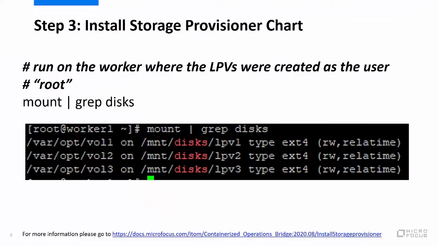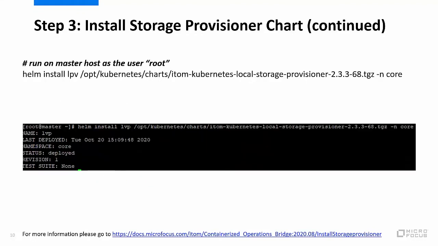Step 3 is to install the storage provisioner chart. First, we will confirm that local persistent volumes, or LPVs, have been created by running the mount command shown and verifying that the output is similar to that shown on the screen. Next, we will install the storage provisioner chart by running the helm command shown on the screen. Verify that the output is similar to that shown in the console window.